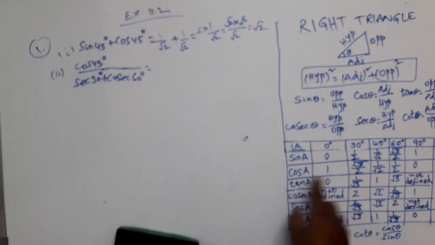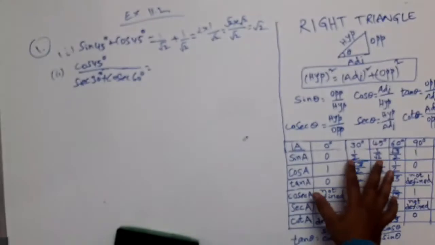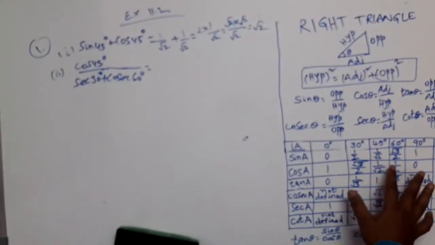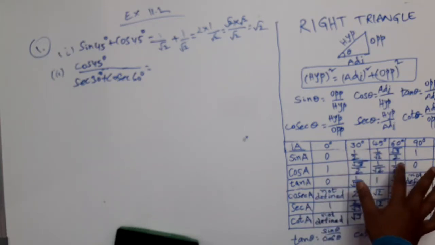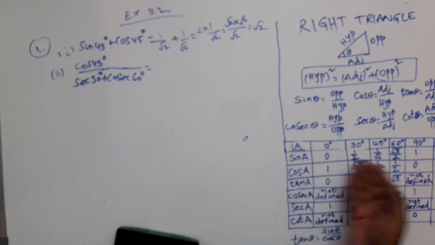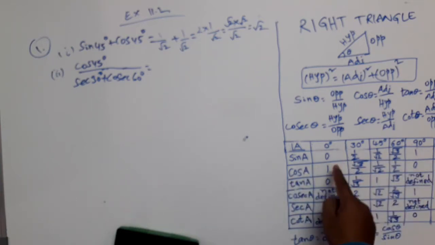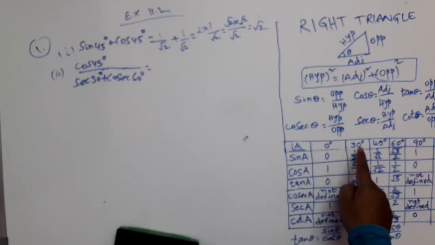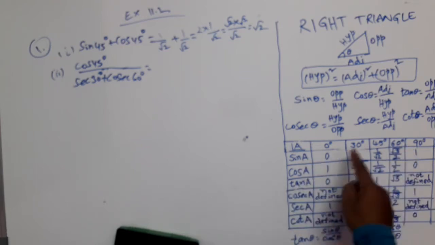See, sin and cos I have remembered. Sin 0 degrees is 0, sin 90 degrees is 1. These three: 1 by root 2, 1 by 2, root 3 by 2. Sin 30 is 1 by 2, sin 45 is 1 by root 2, sin 60 is root 3 by 2. Cos will be reverse order. Cos 90 is 0, cos 0 is 1, cos 30 is sin 60. Sin 60 I already have remembered, root 3 by 2. So cos 30 degrees is also root 3 by 2.